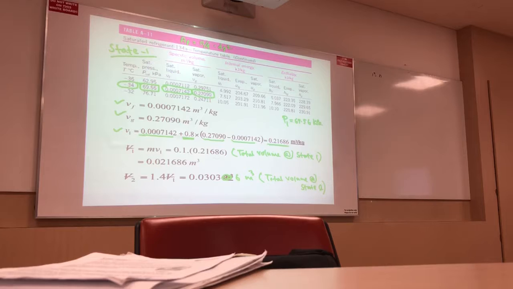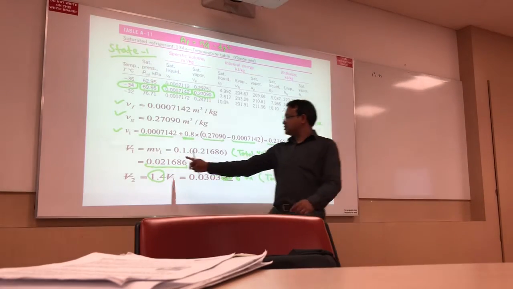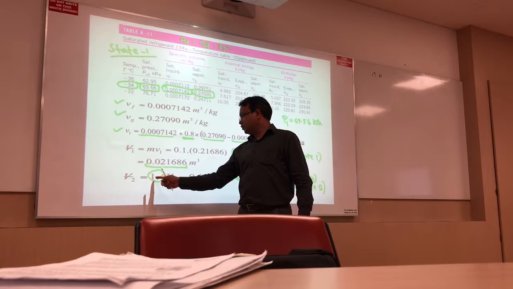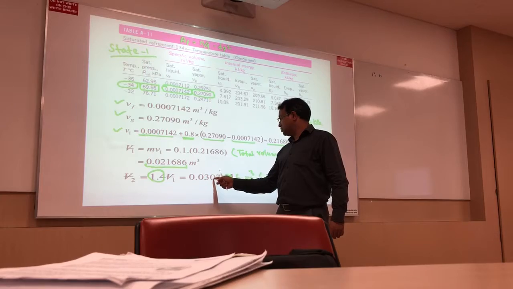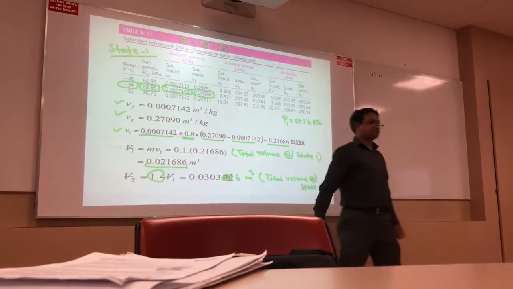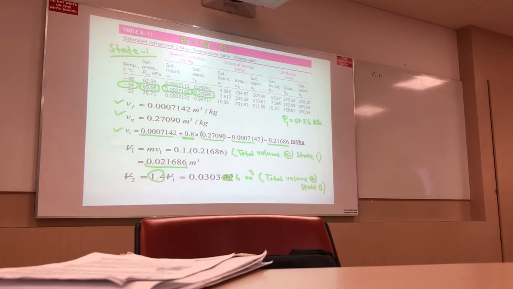Okay? You just multiply this one with 1.4. This one, V1 times 1.4, then you can find 0.03036 meter cube. Okay, then I know V1, I know V2, I know delta V, so I can find delta L.